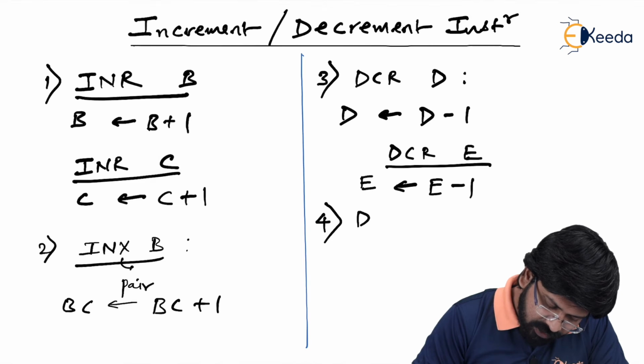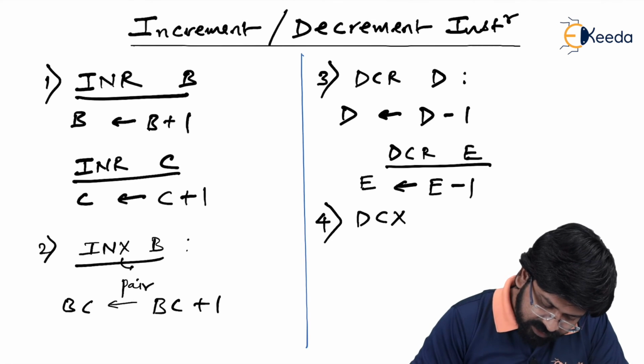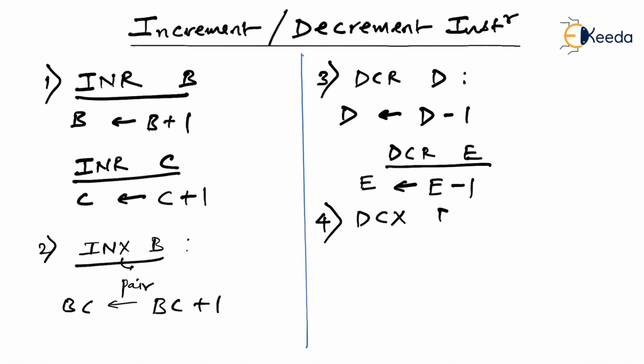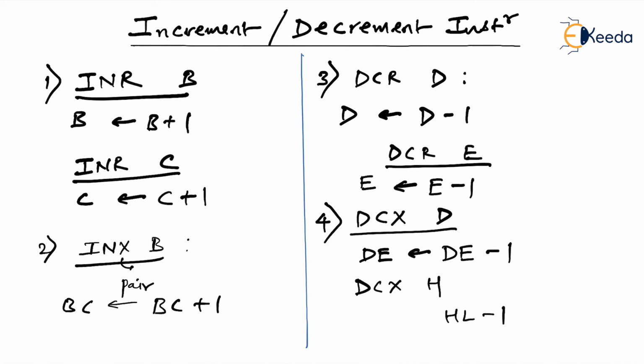The last instruction that we are going to see is DCX with a register pair, let's say D. It decrements the DE pair by 1 and again DE is updated. Similarly, you can write DCX H, which decrements the HL pair by 1 and again HL is updated. So this is how these arithmetic instructions work.